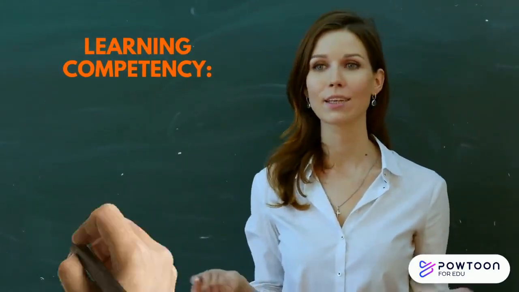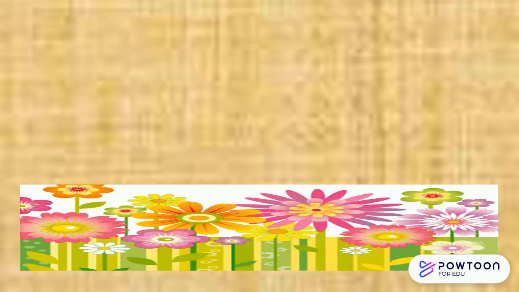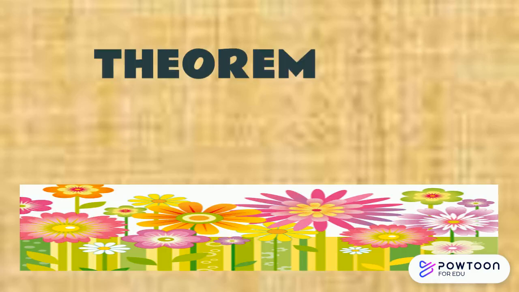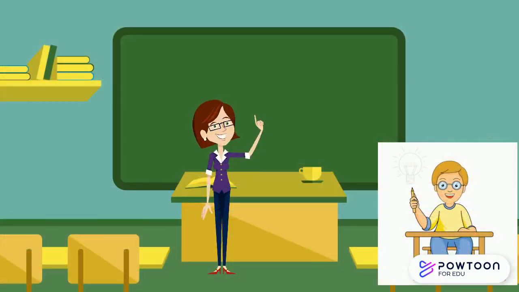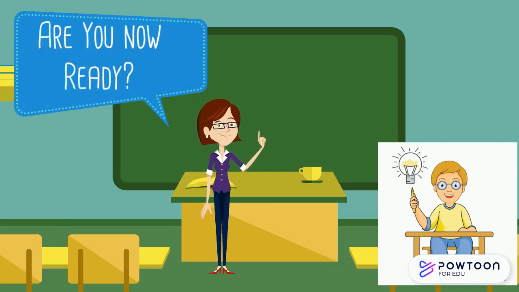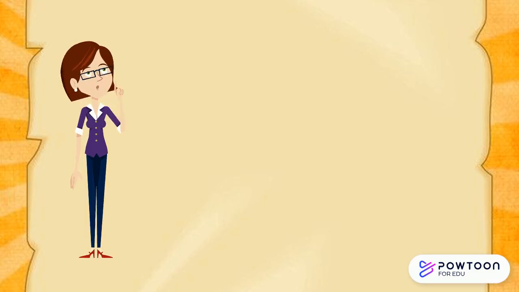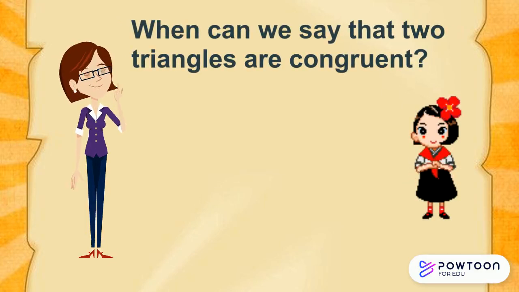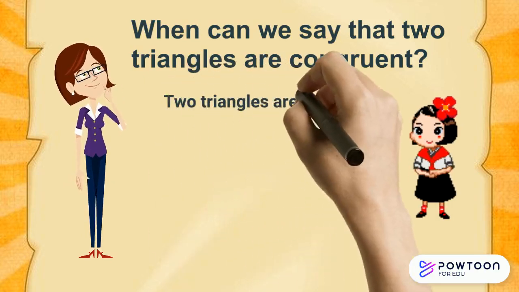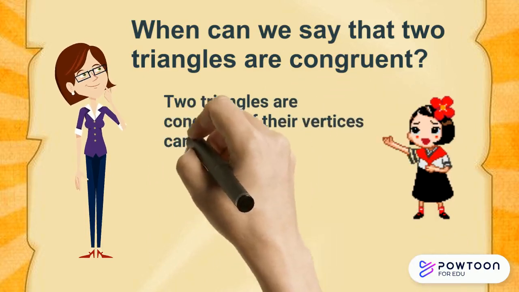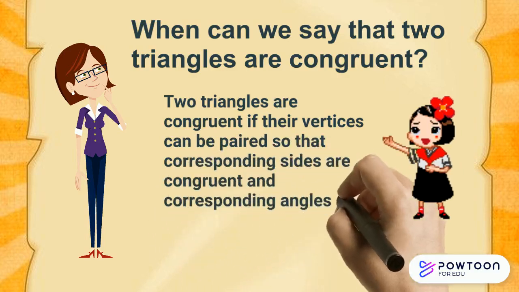Today's learning competency shows the theorems on triangle inequalities. Our topic, theorems on triangle inequalities. Are you now ready? Let's recall. When can we say that two triangles are congruent? Well, two triangles are congruent if their vertices can be paired so that corresponding sides are congruent and corresponding angles are congruent.